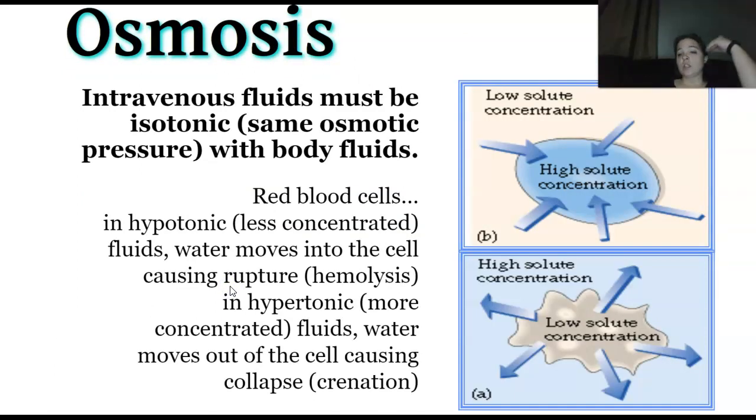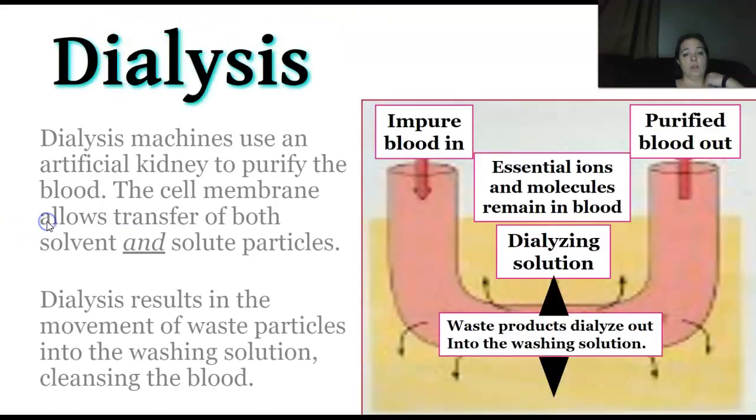Intravenous fluids, this is just some stuff that you should know. Intravenous fluids must be isotonic, same osmotic pressure, with body fluids. For instance, red blood cells in hypotonic, less concentrated fluids, water moves into the cell, causing a rupture, hemolysis. In hypertonic, more concentrated fluids, water moves out of the cell, causing a collapse, crenation. You don't want any of this to happen, which is why you're given intravenous fluids.